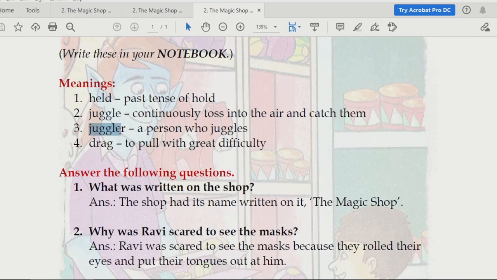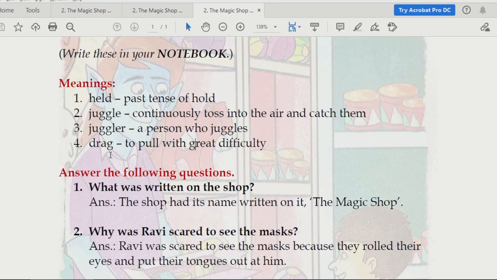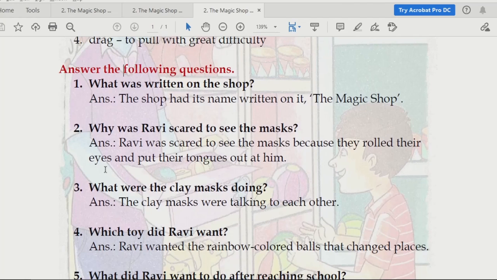Next one, juggler. I had explained to you, a person who juggles. That means a person who does this thing. We had an example of a juggler throwing balls in the air or tossing them into the air and catching them. Next one, drag, to pull with great difficulty. I told you in Hindi it means ghasitna. We'll move on to the question answers.